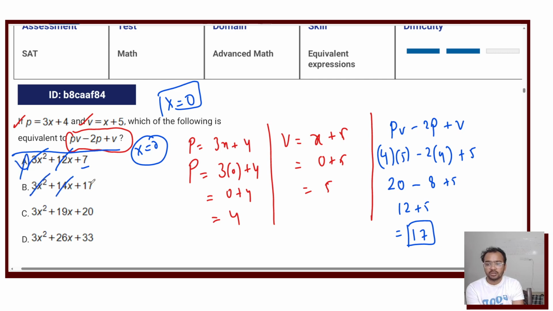This will become 0. I'll be left with 17. So this can be my answer. And no other option will be giving you 17. So B will be the correct answer then. So you can see we can save our time by using this method of solving.